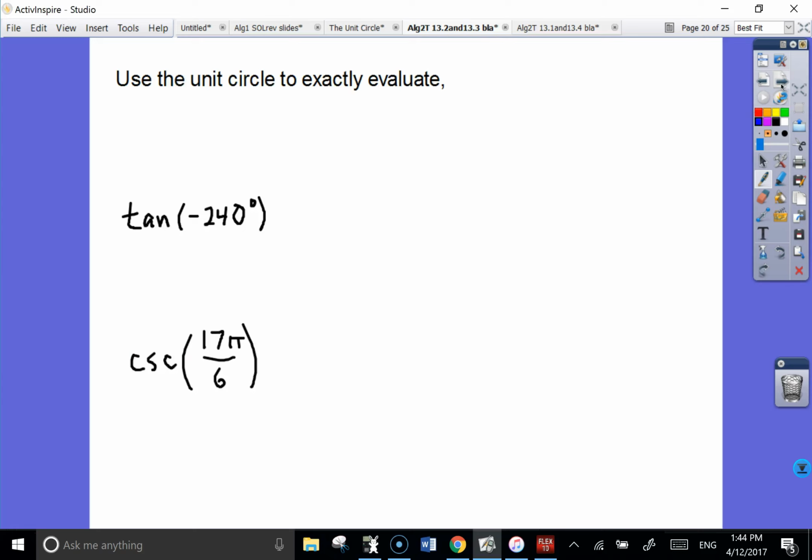Okay, so use the unit circle to exactly evaluate. By exactly, it means don't just put it in the calculator. You could put the negative 240 degrees in the calculator, but it's just going to turn it all into a decimal. We want those square roots of 3 over 2 and things like that. So where's negative 240 degrees? If you're not familiar with it, what is negative 240 plus 360? 120 degrees. So that's where you want to look on the unit circle.